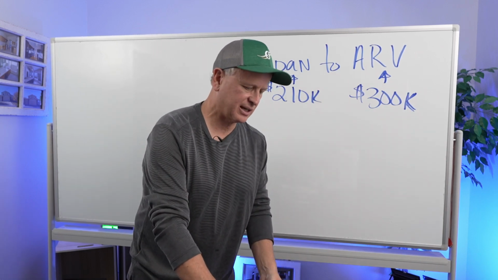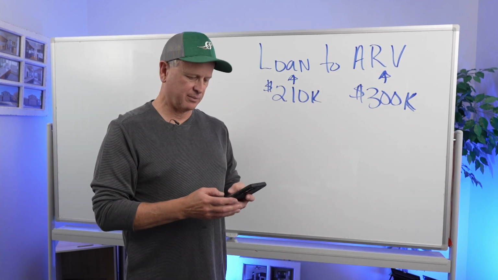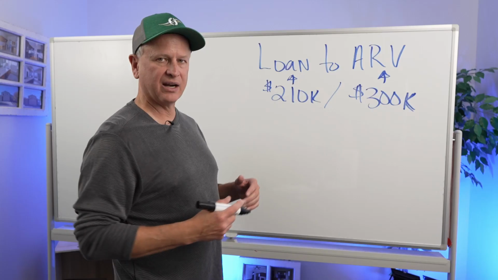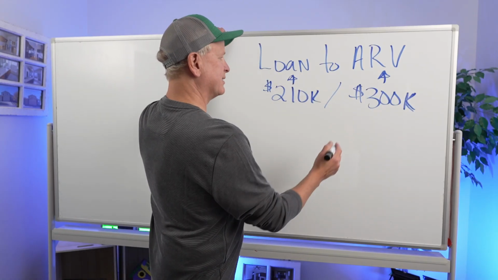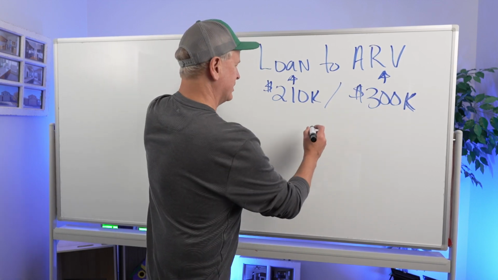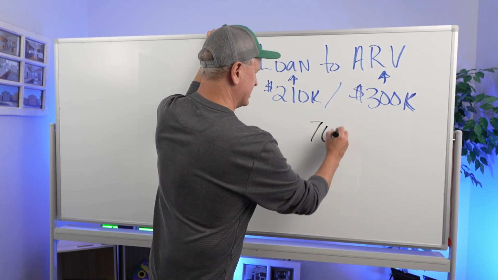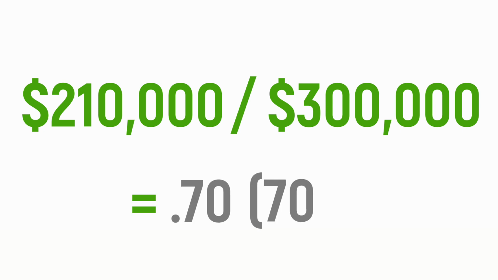So let's put that in our calculator, and we're going to take the loan amount. The loan amount is 210,000, and we're going to divide that by 300,000. So this means your loan to ARV, when you're talking to lenders, the 210 divided by 300, we just put in the calculator, and we got 70%. Your calculator probably showed 0.7, but in percentage points it's 70%.